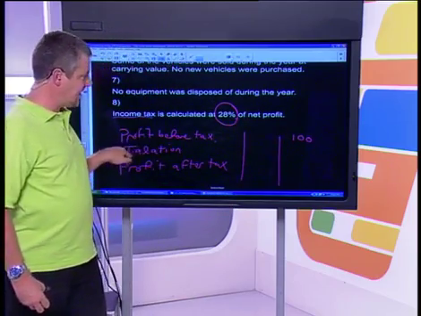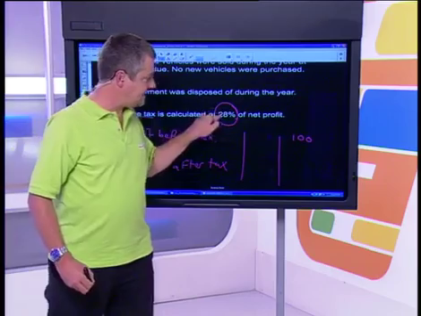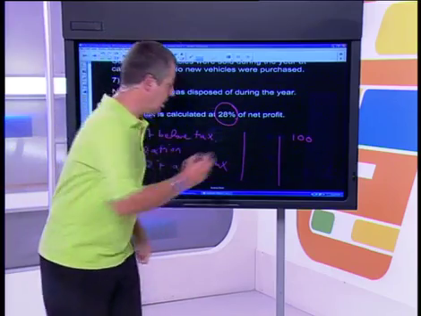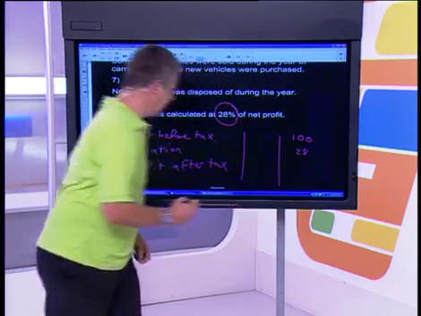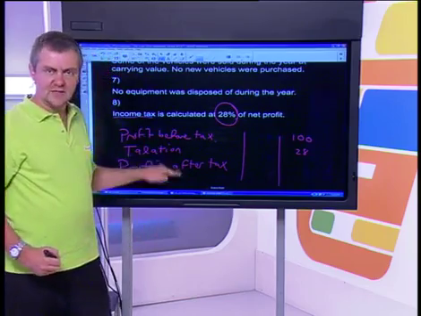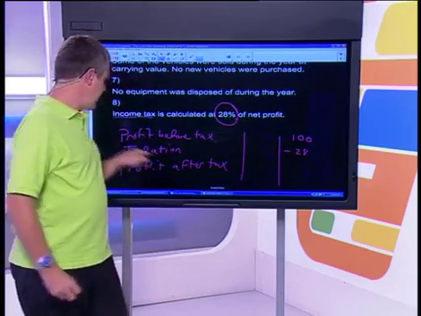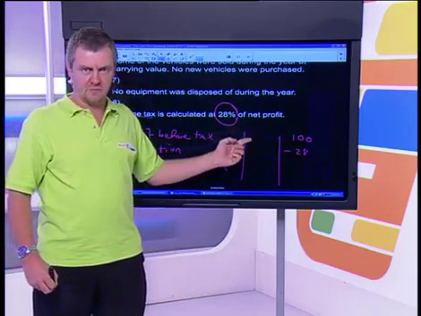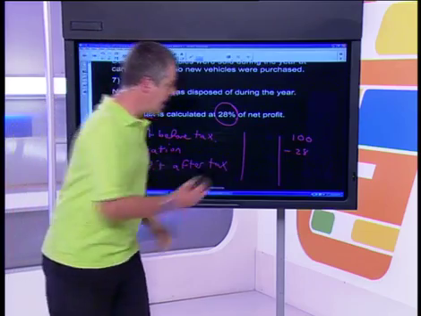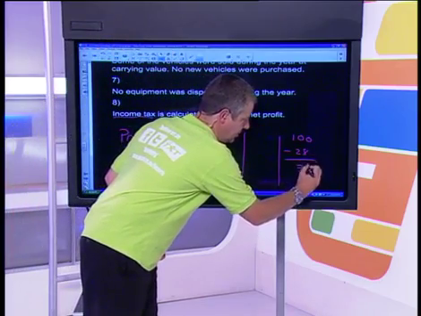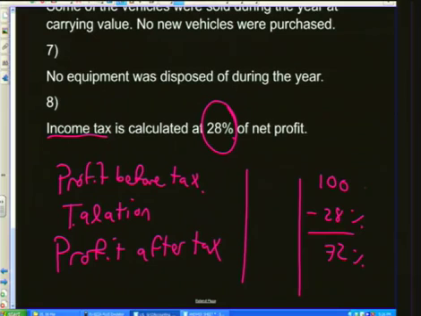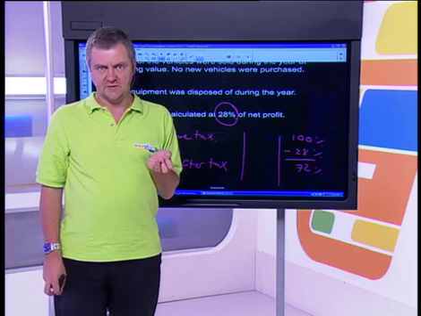To work out the taxation, I'm going to work out 28% of that number. So that is 28%. Then that means that my profit after tax, if I take the 100 and subtract the 28, because remember, you always subtract your taxation from profit before tax to get profit after tax, I end up with 72. So these are the three percentages. The profit before tax is 100%. We then subtract 28%, which is our taxation, and we're left with our profit after tax, which is 72%.